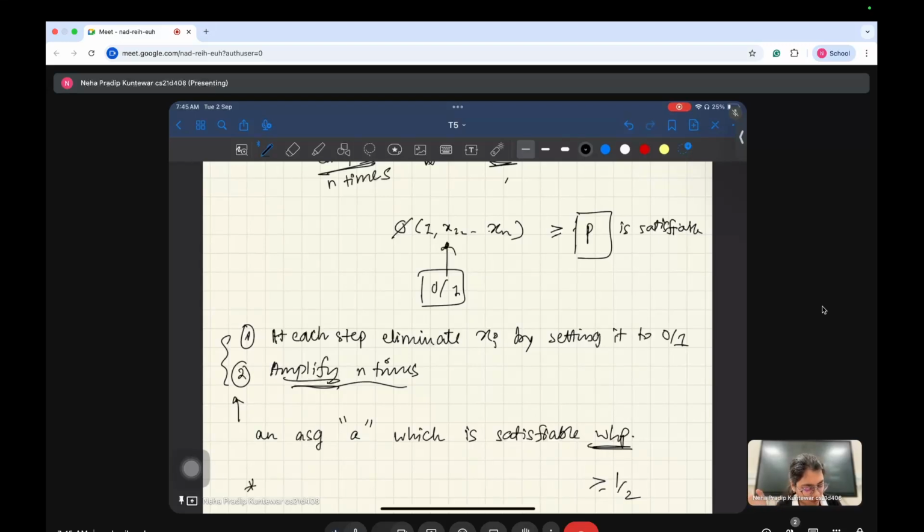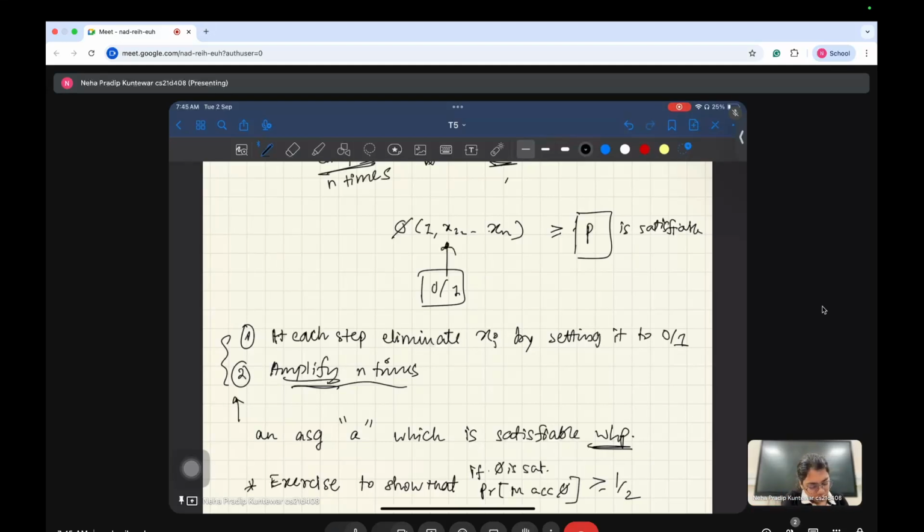So just a small exercise to show that if x is indeed in the language, or let's say phi is satisfiable, then M accepts phi with a good enough probability.